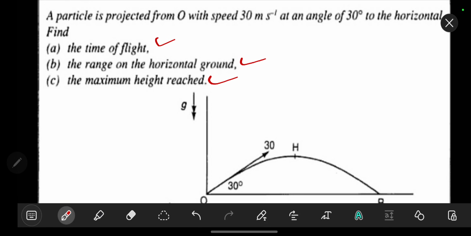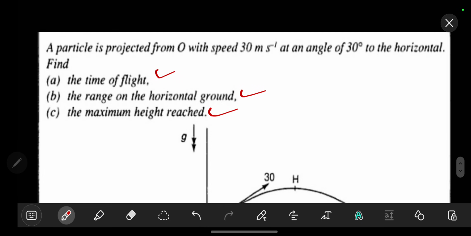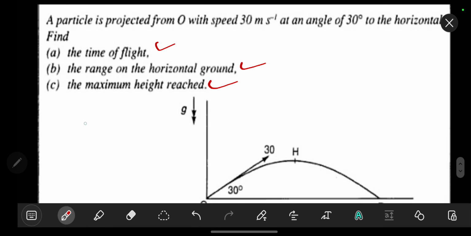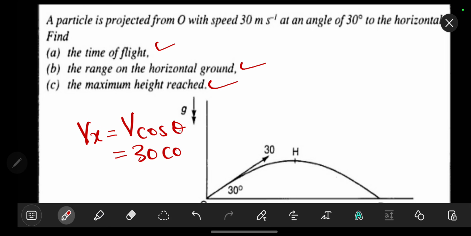Firstly, when you're answering projectile motion questions, first find the x and the y component of the velocity. So our vx is equal to the velocity, then we attach the cos. So the velocity in the x is v cos theta. Our velocity is equal to 30, then we have cos of our angle, 30 degrees. So 30 cos 30 will give us a value of 25.98.